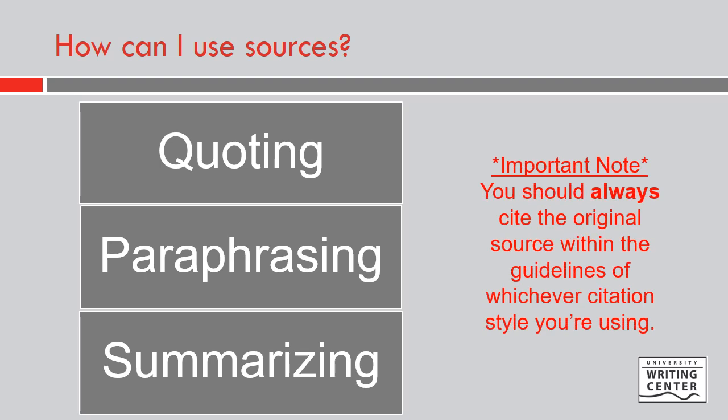Before we move on, it is important to note that whether you are quoting, paraphrasing, or summarizing, you must always cite the original source in order to avoid plagiarism. The citation style you are using for the writing dictates how this should be done, and for this video, our examples will be in APA format.